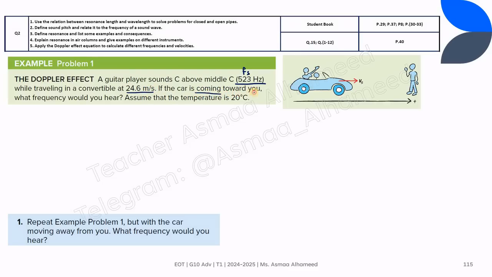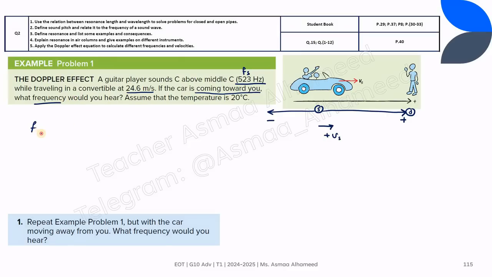If the car is coming towards you, so here is the car, this is the source, and you are the detector, and we said that from here to here is the positive direction, and if you go away, this is the negative direction. Now it's coming towards you, so this direction is positive for Vs. What frequency would you hear?